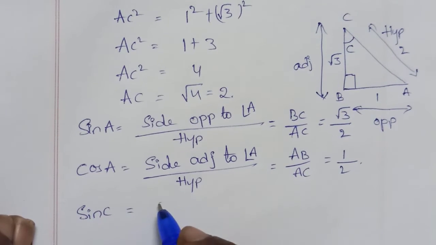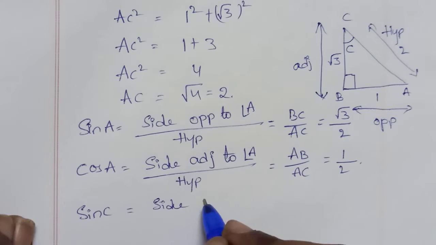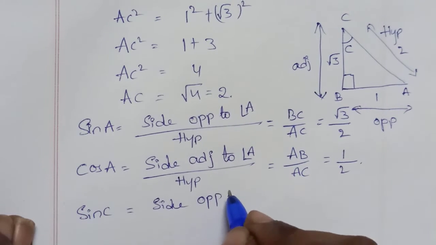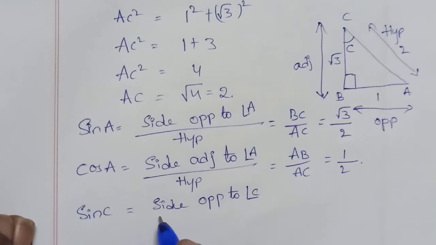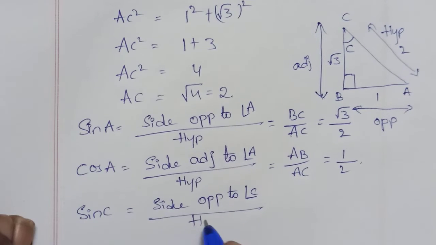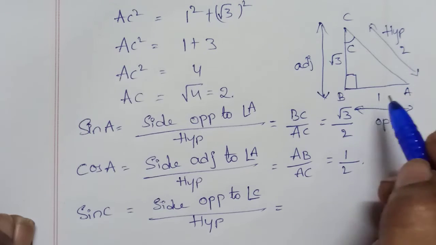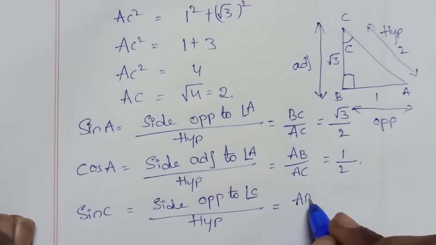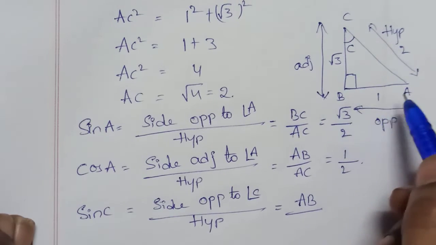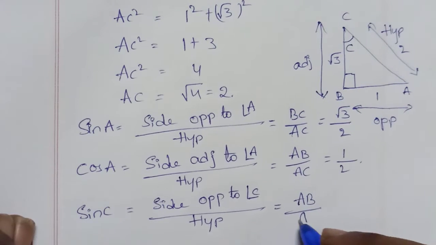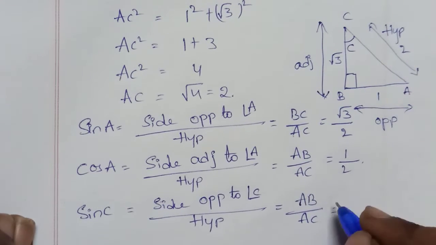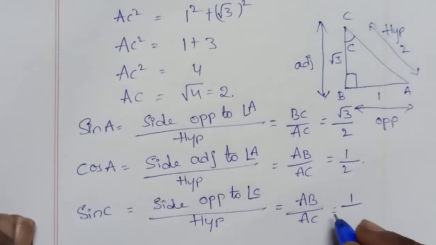Sin C is equal to side opposite to angle C by hypotenuse. Opposite length is AB by hypotenuse AC. AB length is 1 and AC length is 2.